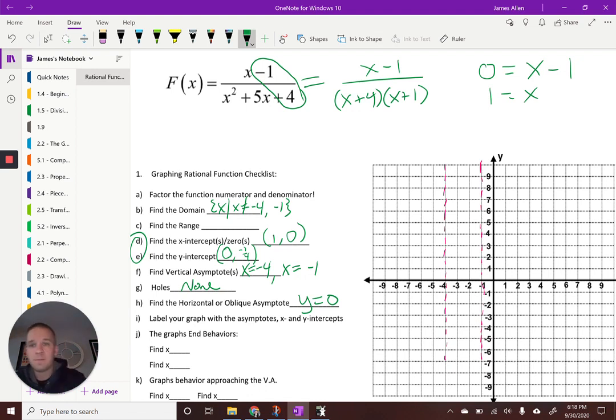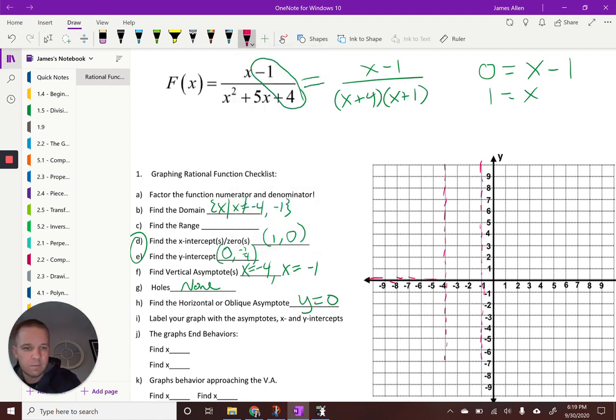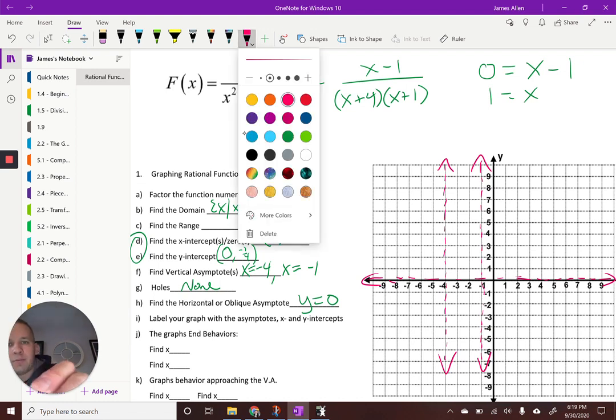I've got my vertical asymptotes. Let me pop on my horizontal now. Whoa, I got a little off track there. Wonderful. Put some arrows on these bad boys. Awesome. Remember, those are equations of lines. That's why we write them x equals -4, x equals -1, y equals 0. They're equations. Wonderful. So let me plot some points that I have here.